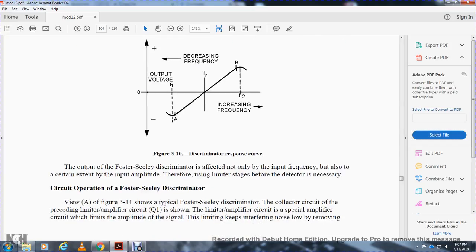increased frequency. The output of the Foster-Seeley discriminator is affected not only by the input frequency but also, to a certain extent, by the input amplitude, so a limiter stage before the detector is necessary. Circuit operation of the Foster-Seeley discriminator.